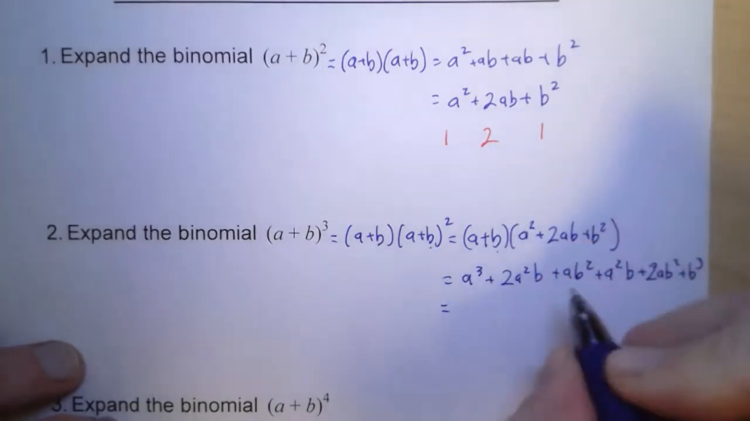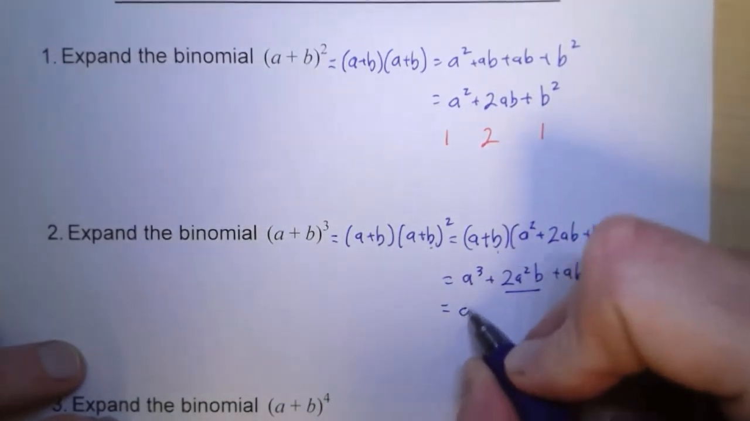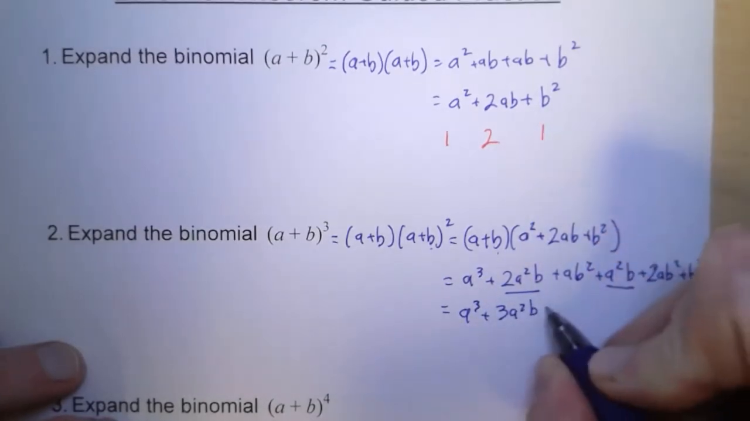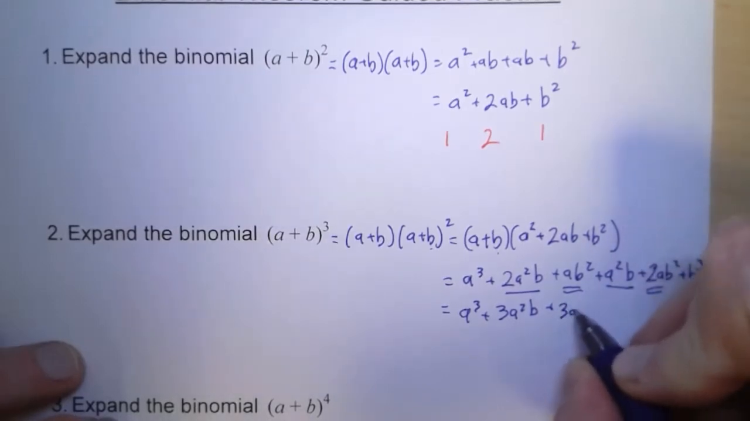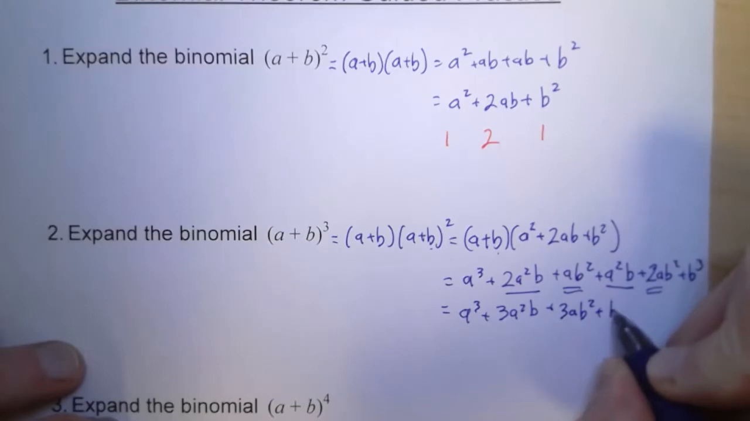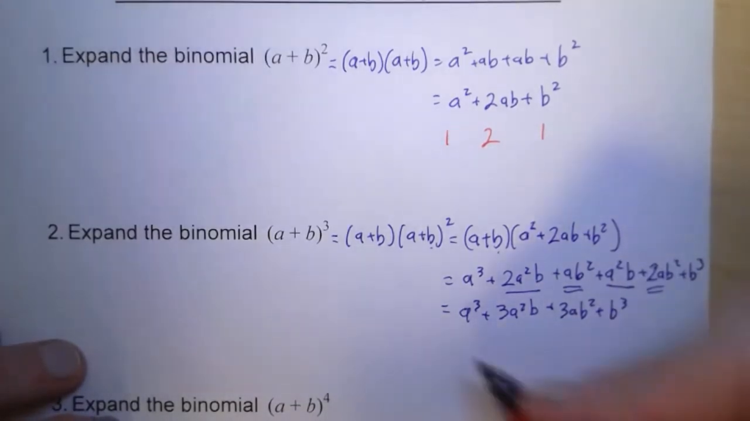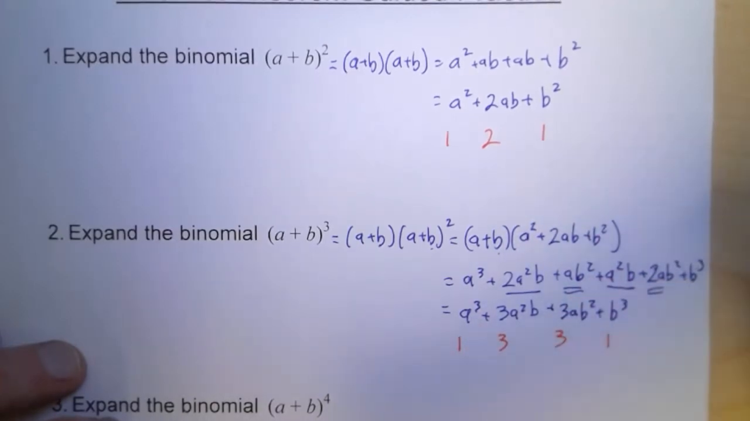And so if we combine like terms, this term has an a squared b, and this term has an a squared b. So we get 3a squared b. And then this term and this term have an ab squared. So that's 3ab squared plus b cubed. Now again, what are the coefficients here? 1, 3, 3, 1.